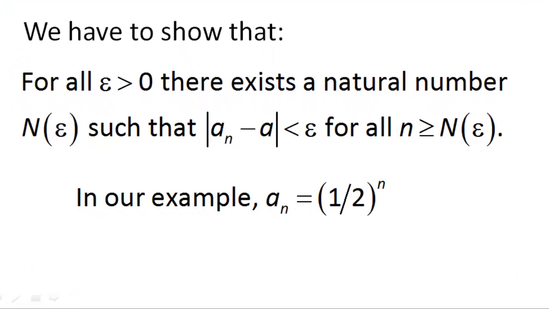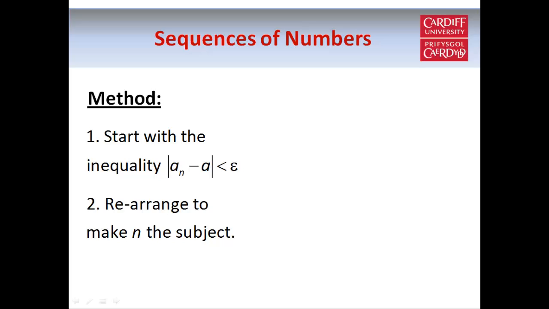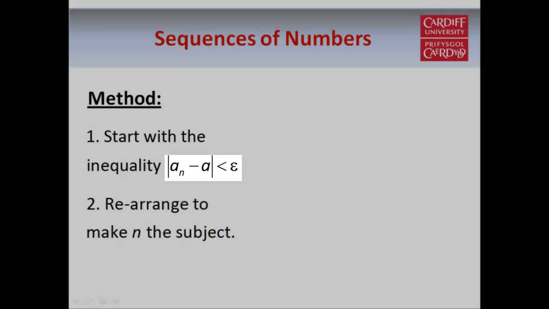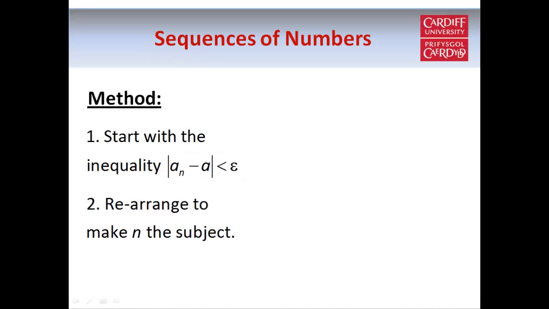And in our example, an equals a half to the power n, and a is 0, because we're trying to show that the sequence tends to 0. And the way we're going to do it is we're going to start with the inequality, the modulus of an minus a is smaller than epsilon, and we're going to rearrange this to make n the subject, because that will tell us how large n needs to be in order for this inequality to hold. So in a way it's a bit like we're working backwards.